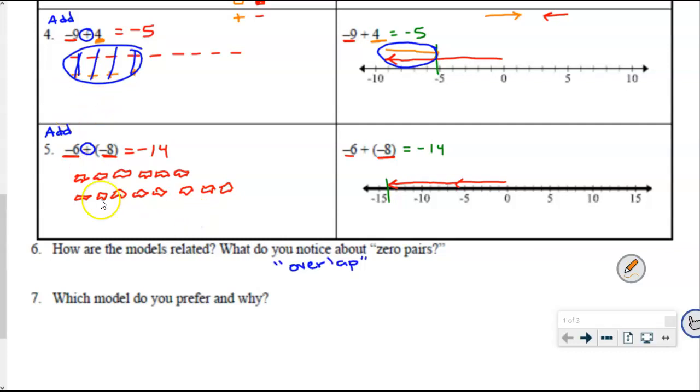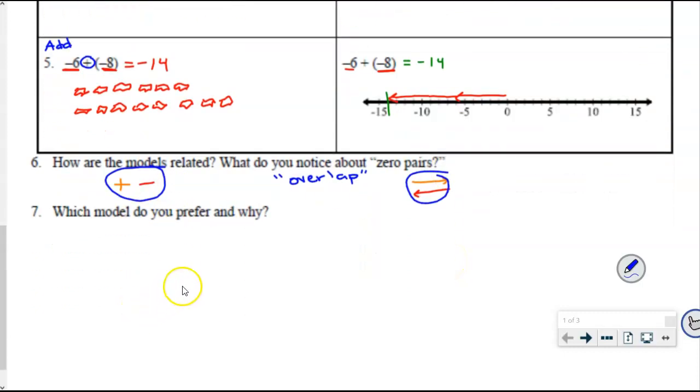So in this model, we might have positives counteracting the negatives in a zero pair. In this model, we might have positive arrows overlapped and counteracting negative arrows. So we can still see the zero pairs.